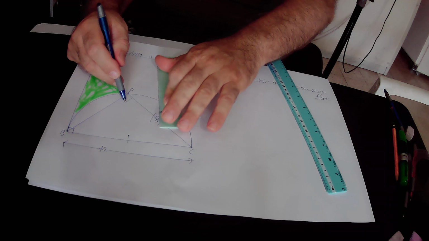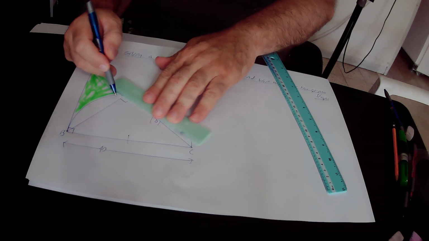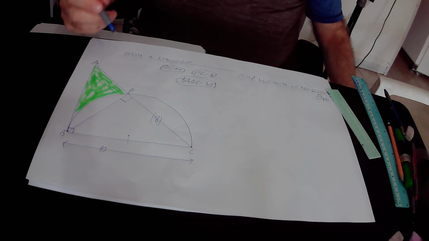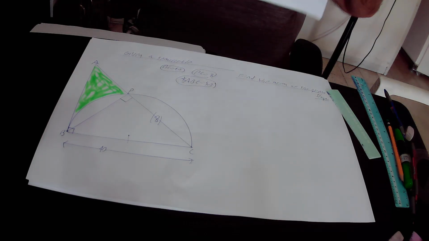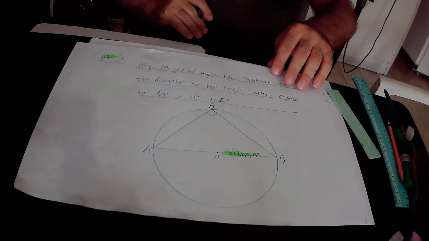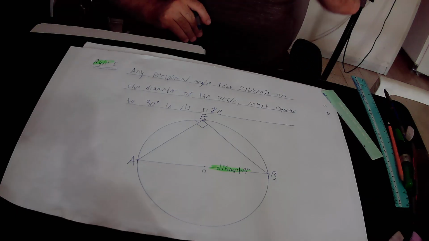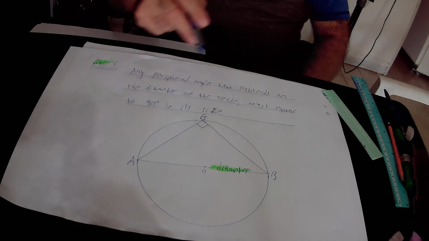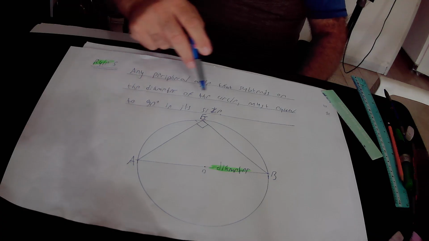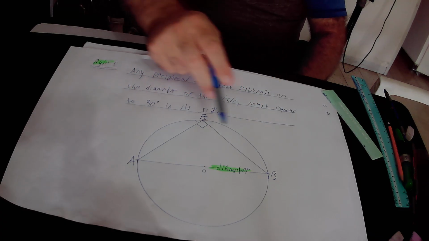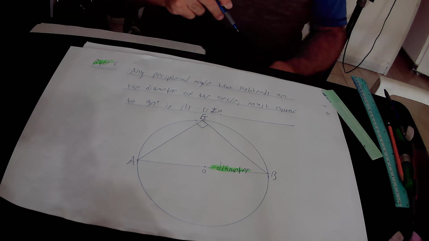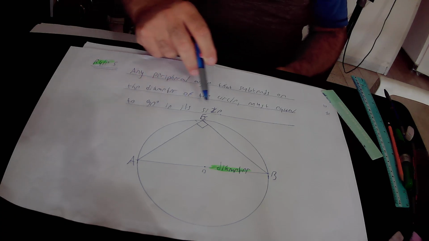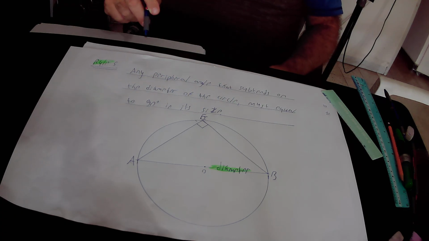So click quickly on rule 5. According to rule 5, any peripheral angle that subtends the diameter of the circle must be equal to 90 degrees. So in the drawing, you have a circle. AB is the diameter of this circle. This is peripheral angle AEB that subtends AB, the diameter of the circle. Therefore, peripheral angle AEB equals 90 degrees according to rule 5.